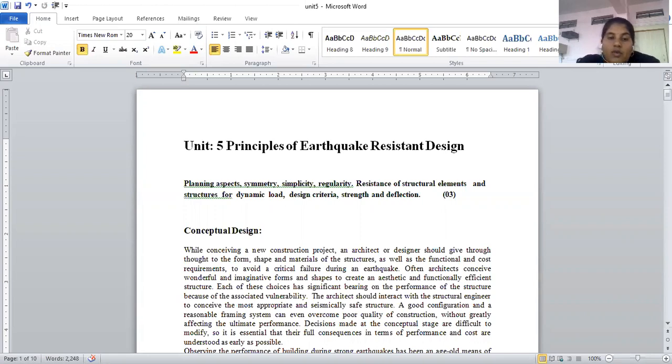So I request all of you, please write down the syllabus and the name of the chapter, unit number 5, as your heading on a new page. Write down unit number 5. Name of the chapter: Principles of Earthquake Resistant Design. Below this, write down the syllabus.